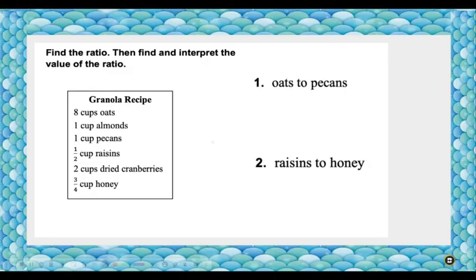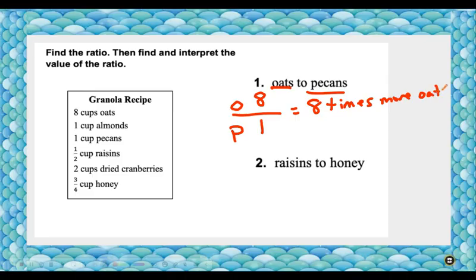Okay, find the ratio, then find and interpret the value of the ratio. So oats to pecans. So oats has to be our numerator. So how many oats? Oh, 8 cups of oats. And how many pecans do we have in this granola recipe? 1 cup. So here 8 divided by 1 is 8. So there's 8 times more oats than pecans. Okay, so in this recipe, the amount of oats is 8 times more than the pecans.